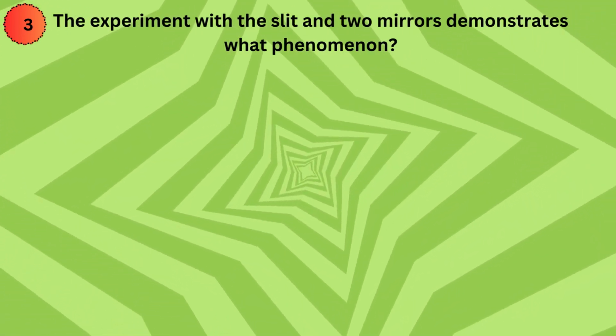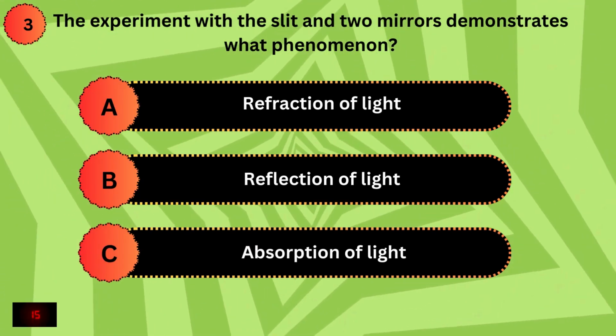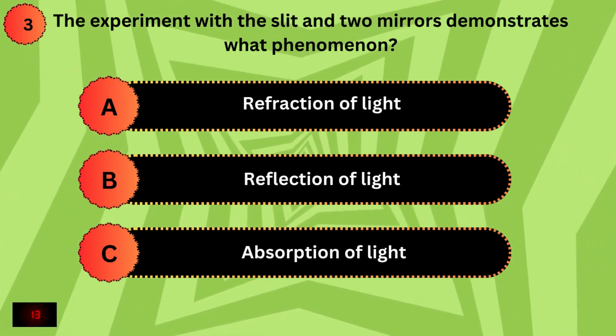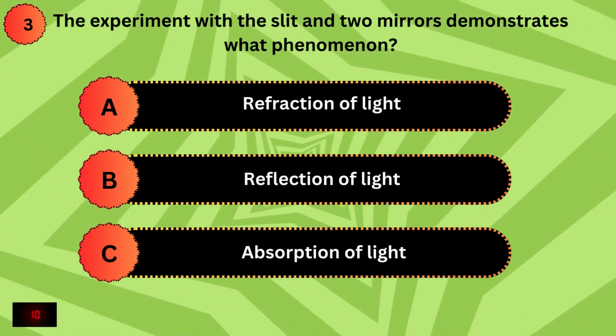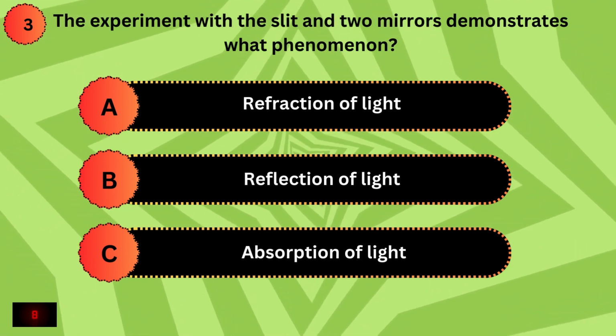The experiment with the slit and 2 mirrors demonstrates what phenomenon? A. Refraction of light. B. Reflection of light. C. Absorption of light.